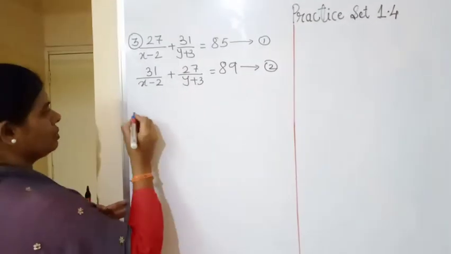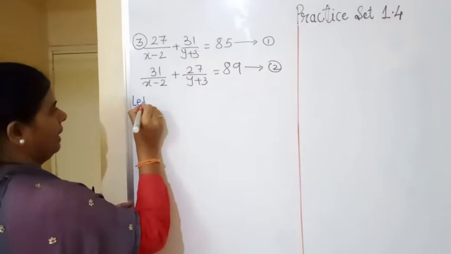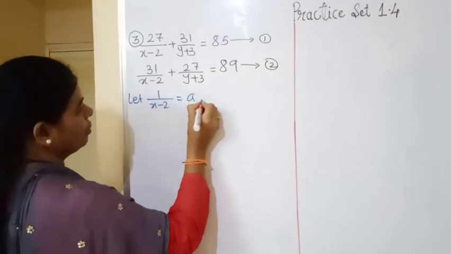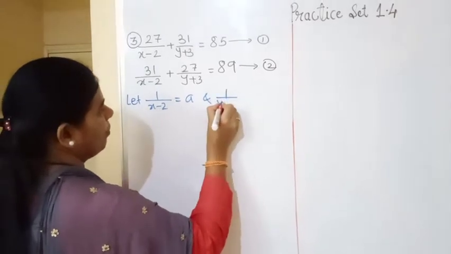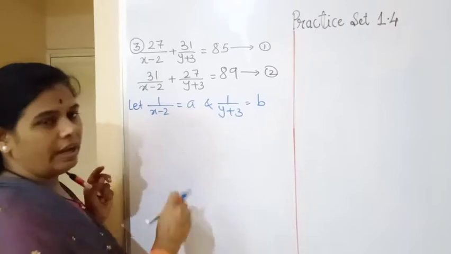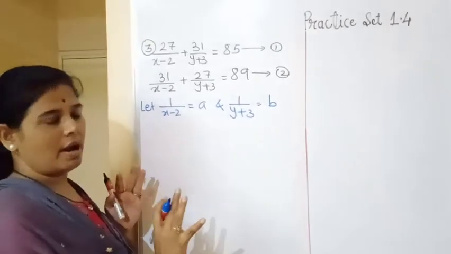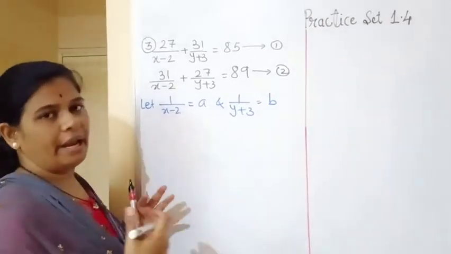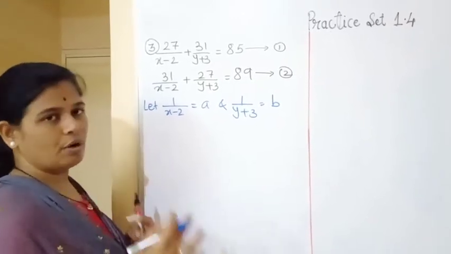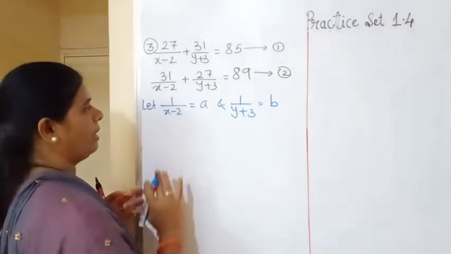Now we will do the substitution. So let 1 upon x minus 2 equal to a and 1 upon y plus 3 equal to b. See, you can take any alphabet other than x and y. You can take any alphabet a, b, m, n, p, q, as you wish. For me it is comfortable a and b, so I am taking a and b.